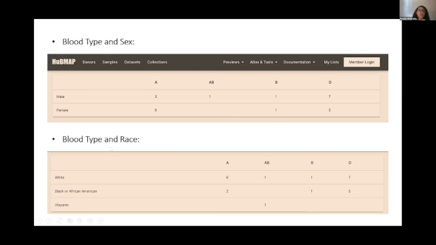And this one was the blood type and race. So you can see the distribution of all the donors between the races. If you look at how many white people in the donor database have blood type A, you can see that it is 6, and you can see which one is the most popular blood type among the donors, which is blood type O.